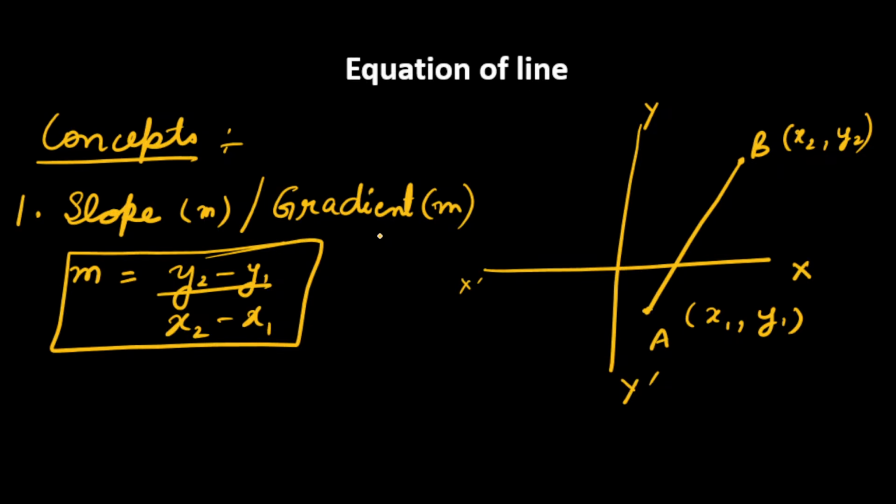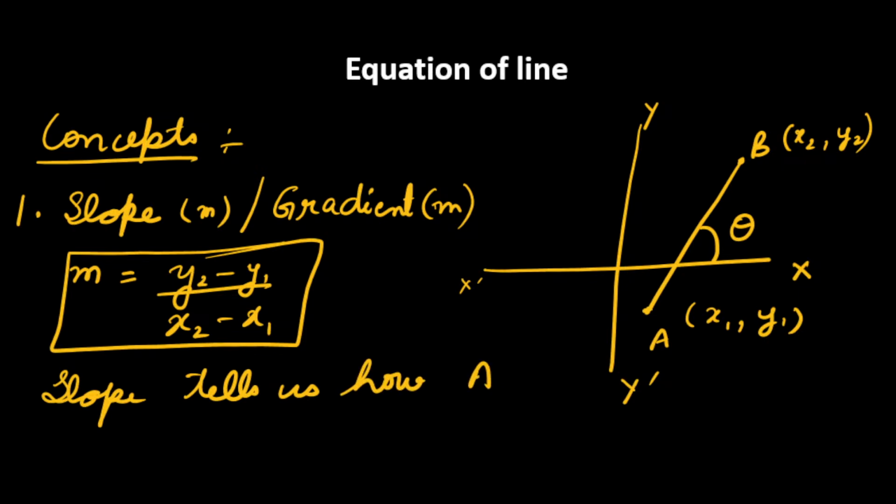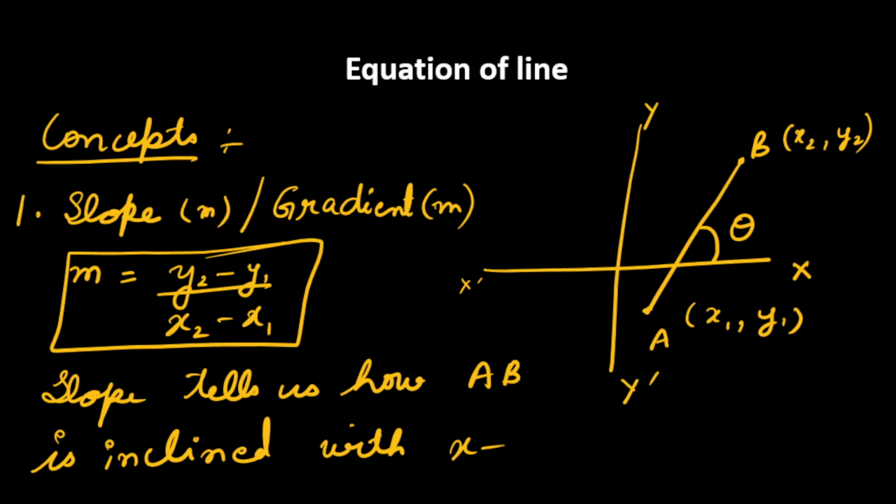Now slope will tell us how this line segment is inclined with the x-axis. So it tells the inclination. What does inclination mean? What angle it is making with the x-axis. Slope tells us how line segment AB is inclined with the x-axis, so that angle we will come to know.